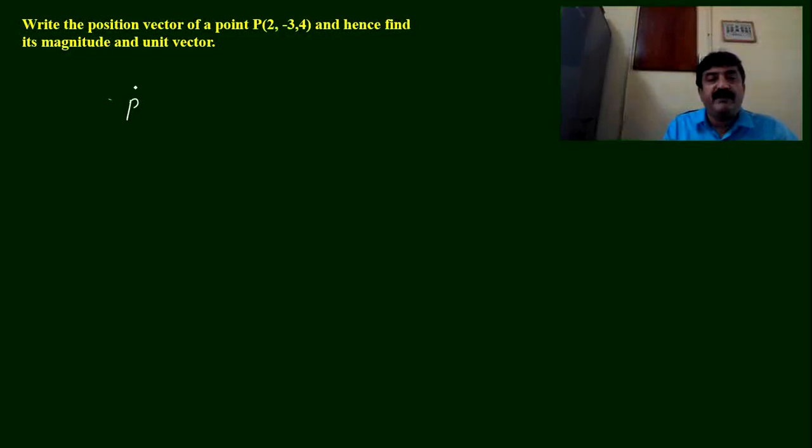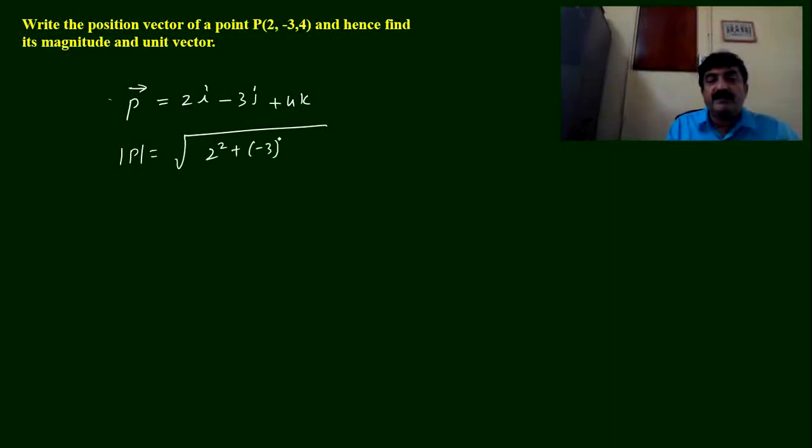Write the position vector, that is equal to 2, this is the x coordinate, that is 2i, this is the y coordinate, minus 3j, plus 4k. That's all. Find the magnitude: the magnitude is equal to root of 2² plus (minus 3)² plus 4². That is equal to root of 4 plus 9 plus 16, that is equal to root of 29.